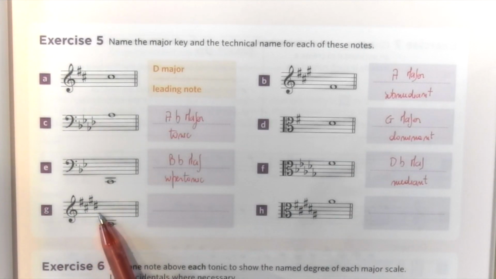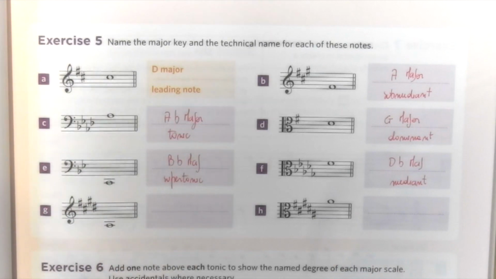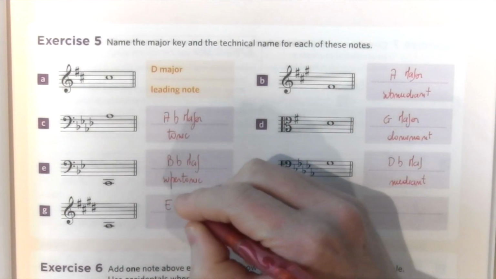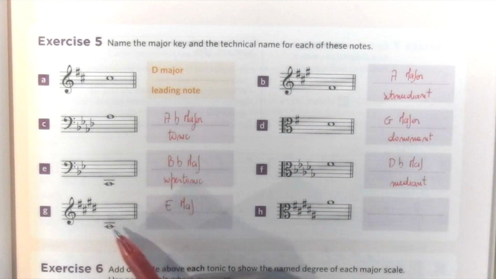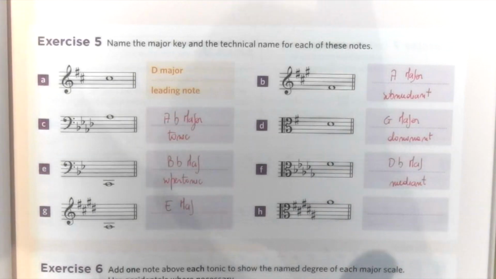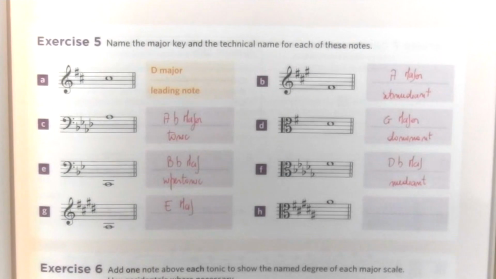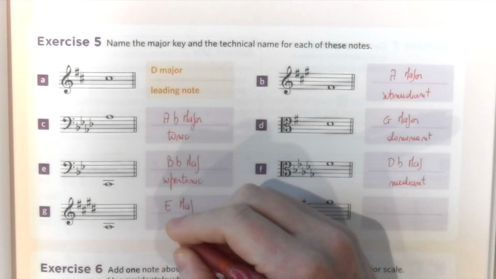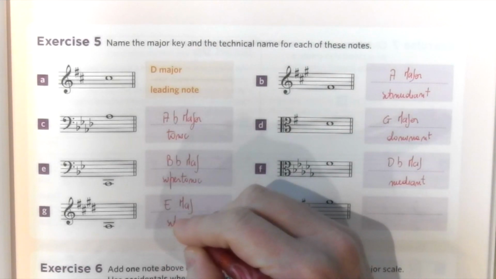Four sharps, sorry. From the last one, re sharp, one semitone above, mi. Mi major. This is la, and if you're not sure about it, count from the ledger lines. Do, si, la. Mi, fa, sol, la. A. Fourth degree. The fourth degree is the one below the dominant, subdominant.